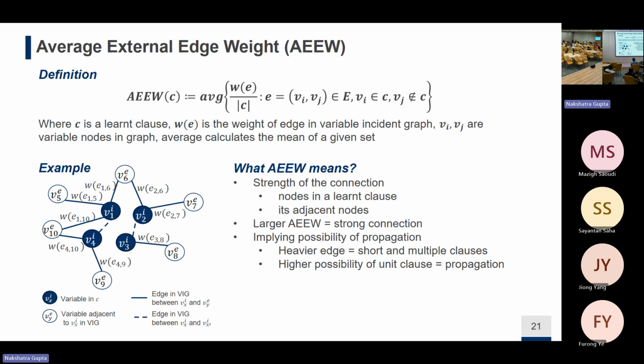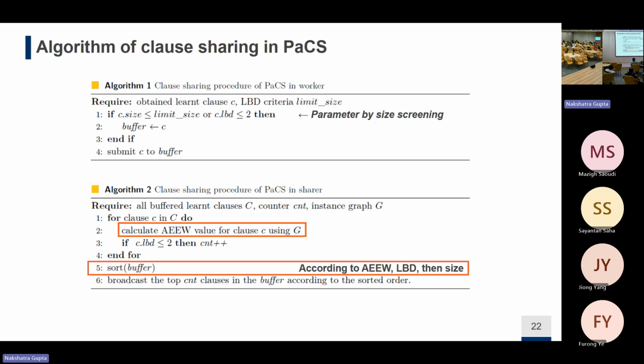Because of this definition, we assume that what the AEW value measures is the possibility of propagation, because a heavier edge indicates that these nodes belong to short or multiple clauses, and these nodes have a higher possibility of unit clauses and propagations. So using that average external edge weight metric, we modified the base solvers to implement the PAX method. We added the calculation of the AEW value for all clauses, and the clauses are sorted by the value of AEW first, then by LBD if equivalent, then by size if equivalent.